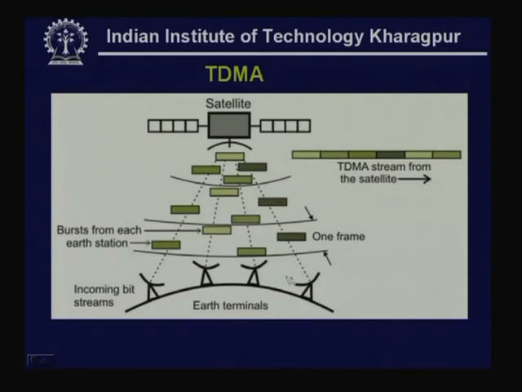So, you can see different ground stations are sending at different time slots. This one is being sent by one ground station, these packets are being sent by another ground station, and these packets by another ground station, and this is the TDMA stream which is broadcast by the satellite towards all the ground stations. You can see it is following the same order, first this one, then this one, then this one, and this is being repeated one after the other. So, this is how TDMA works.